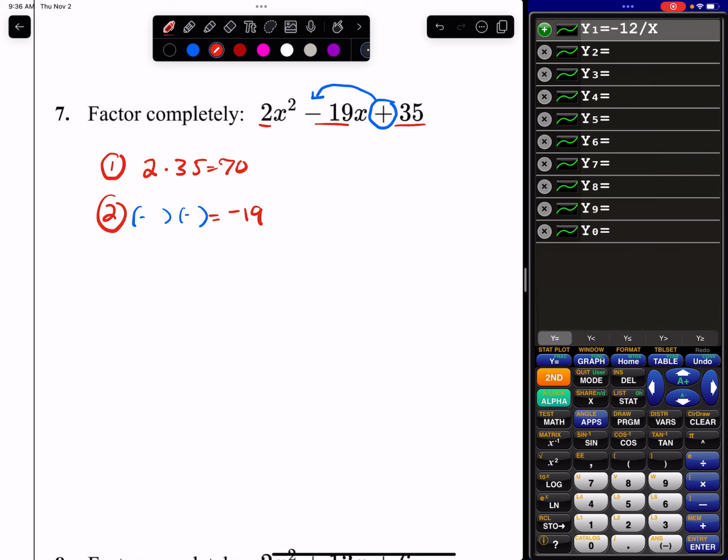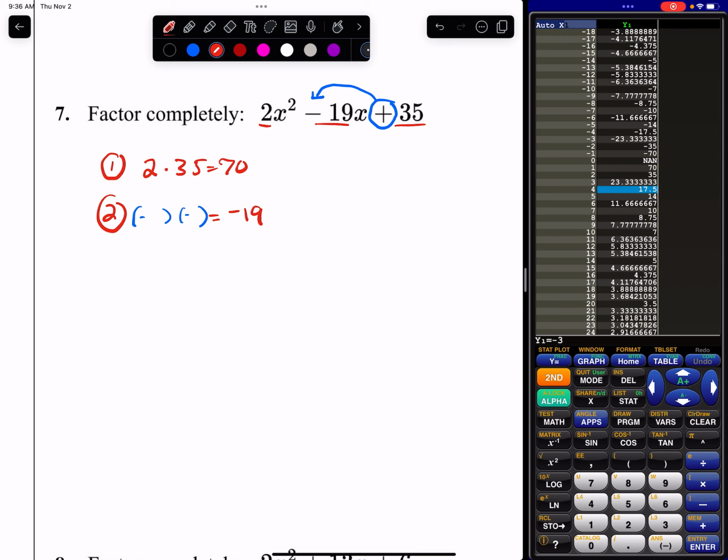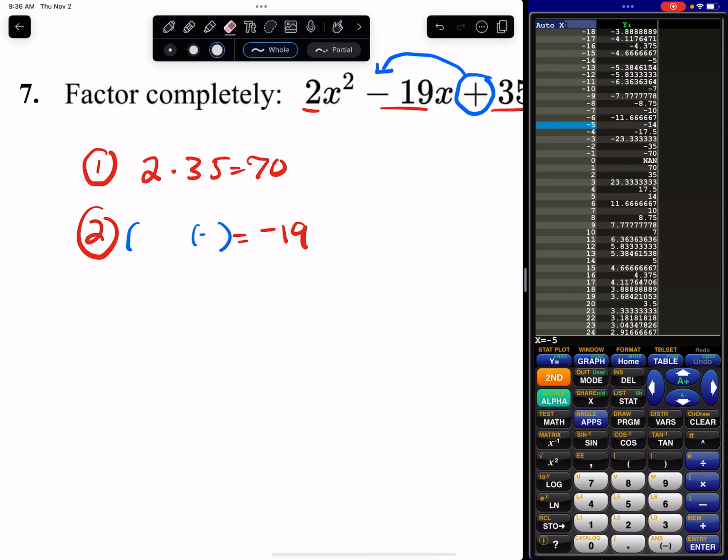So what two numbers work? Now 70 is a pretty large number. It's got quite a few factors. So if I'm going to type in 70 and divide by x, right away in my table, if I know I get a negative number, you've got to just start looking at negatives. And if we look at all these factors, which ones add to negative 19? And right here we go. We found it. We've got negative 5 plus negative 14 is going to be negative 19.